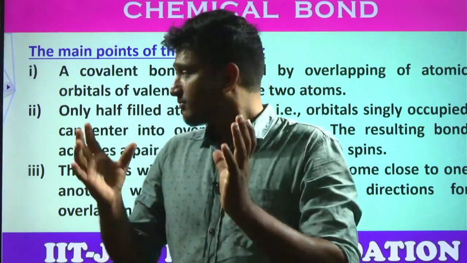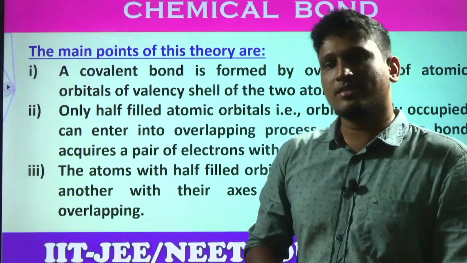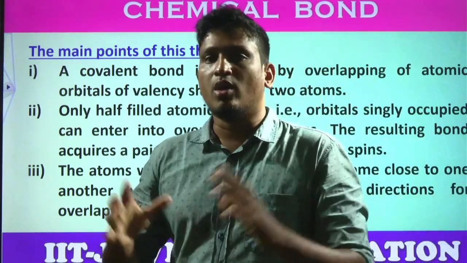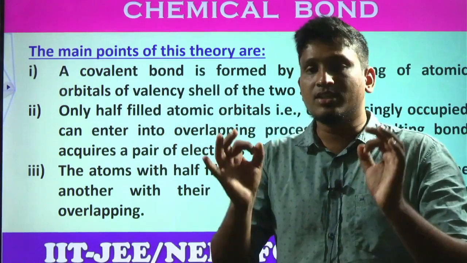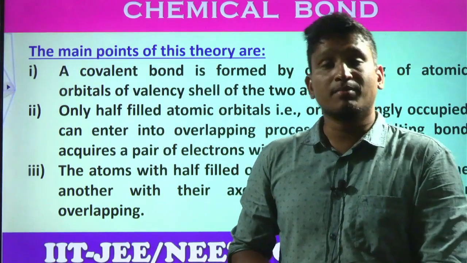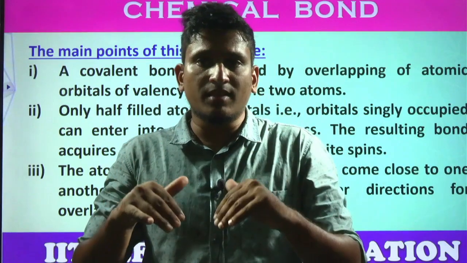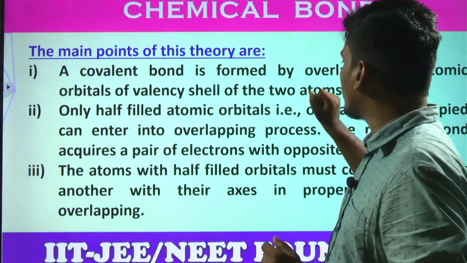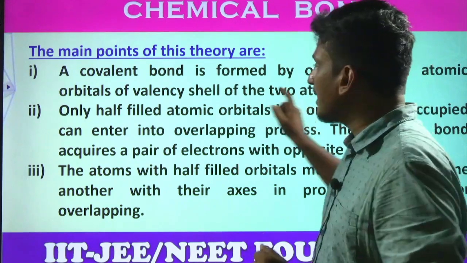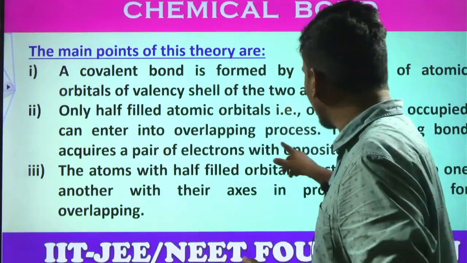So students, how do they overlap? Which orbitals do they overlap? Do all the orbitals overlap? No, only the valency shell orbitals overlap. That means, are all the electrons present in the valency shell orbitals involved? No. Look at the second point. Only half-filled atomic orbitals, that is, orbitals singly occupied, can enter into the overlapping process.